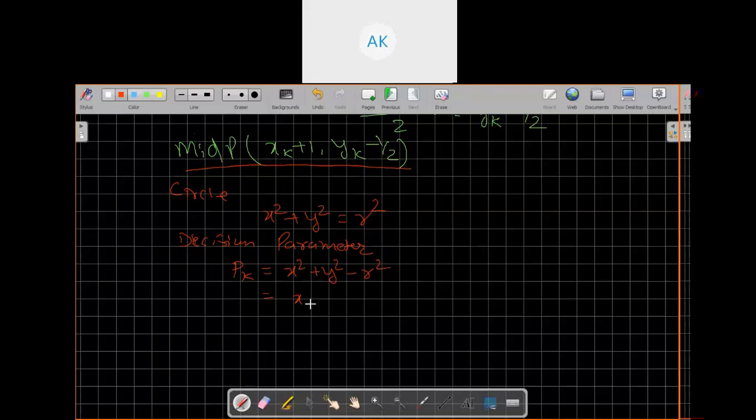Yes, sir. Okay. So put the value of x in this decision parameter equation. X value is xk plus 1, as we calculated the midpoint, xk plus 1 whole square plus put the value of y, which is yk minus 1 by 2 whole square minus r square. Okay. This is your initial decision parameter pk.